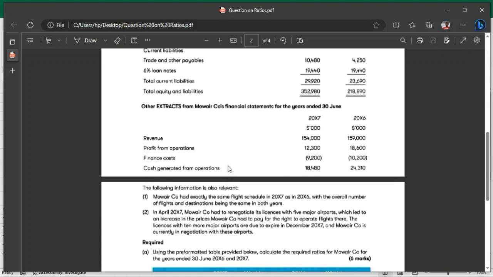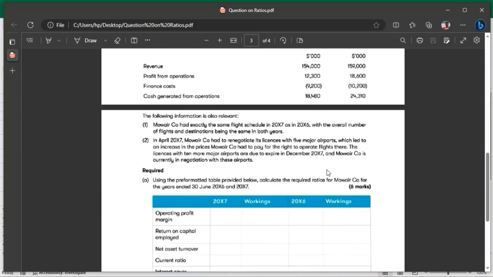We also have extracts from the statement of profit or loss. We have our revenue figures, profit from operations, and also the costs. Then we also have one item from our statement of cash flows, which is the cash generated from operations. Alright, then the following additional information is relevant. Mowe Company had exactly the same flight schedule in 2017 as in 2016, with the overall number of flights and destinations being the same in both years.